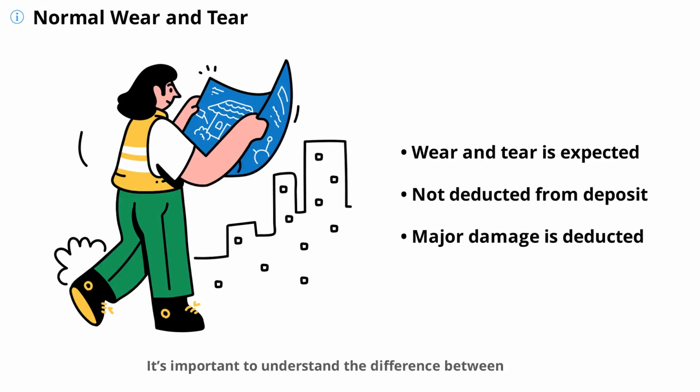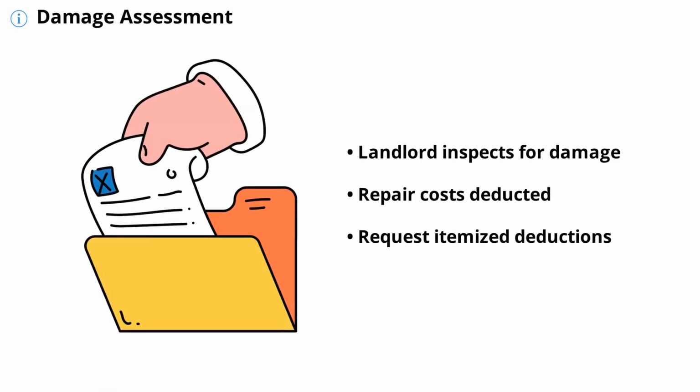It's important to understand the difference between normal wear and tear and actual damage. Normal wear and tear refers to the gradual deterioration of a property due to everyday use, like faded paint or minor carpet wear. Landlords cannot deduct from your security deposit for these issues. Only damages that go beyond normal use, such as broken windows or large stains, are typically deducted. When you move out, the landlord will assess the property for any damages.